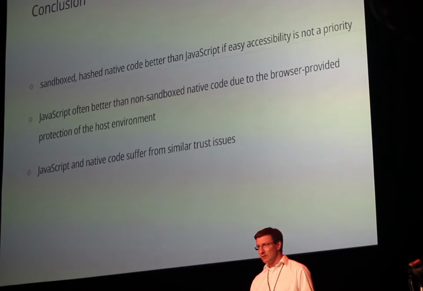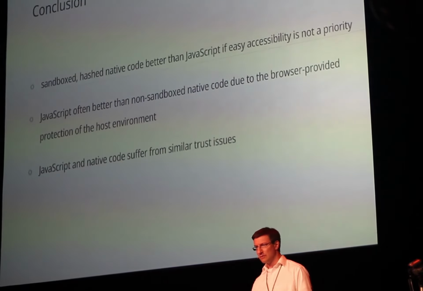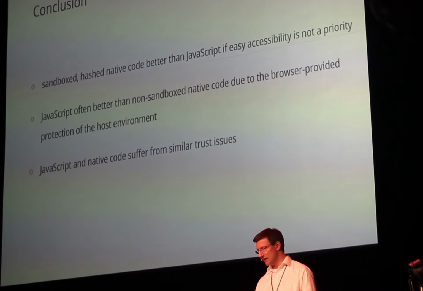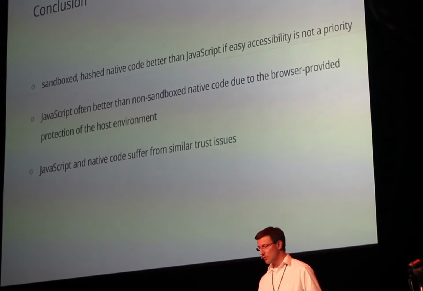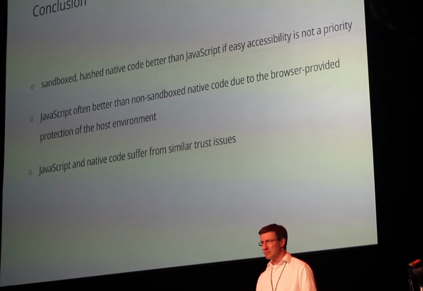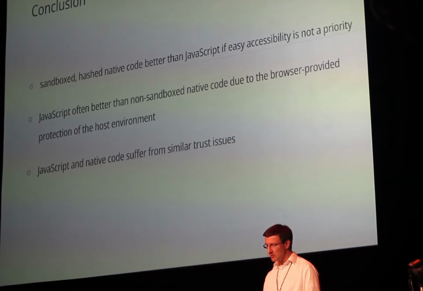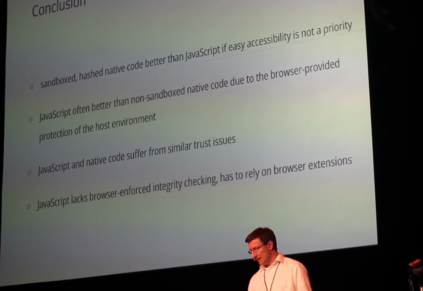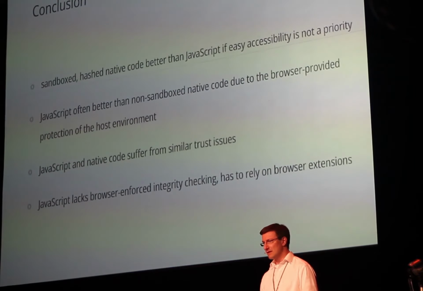JavaScript and native code suffer from similar trust issues, so whether you have the source code of a C++ binary or you have JavaScript, you still would have to audit it in theory before running it. So there is no real big difference other than the fact that JavaScript is probably easier to audit, but marginally so. And JavaScript lacks the browser-enforced integrity checking. That's a little bit of a shortcoming.